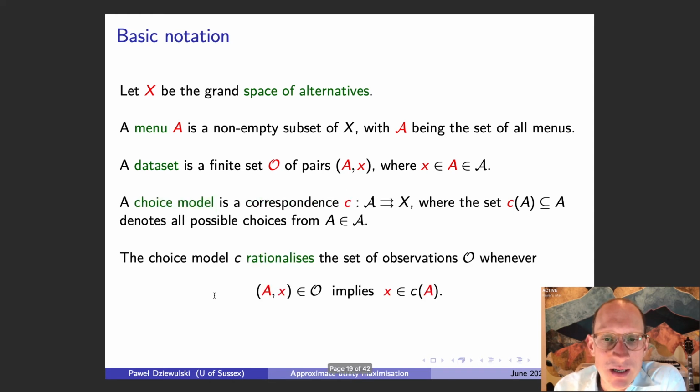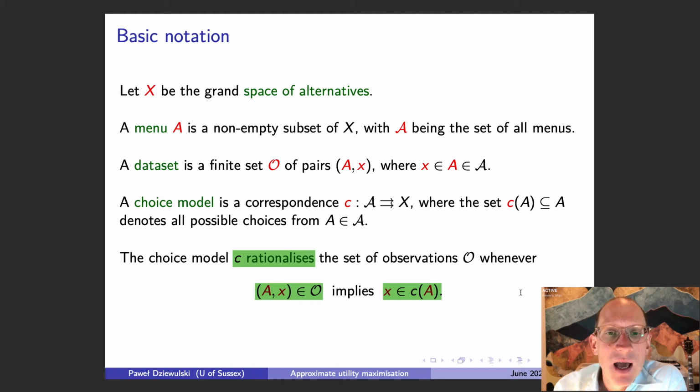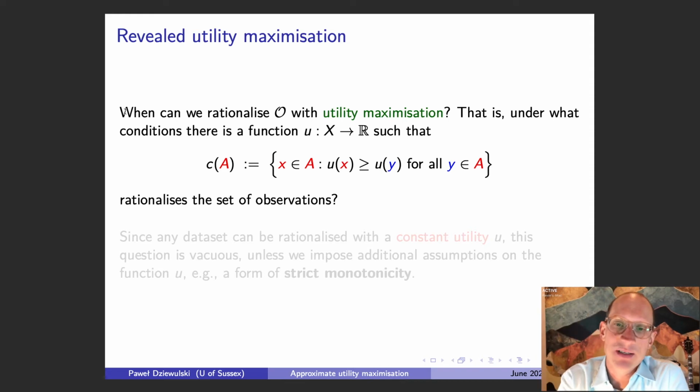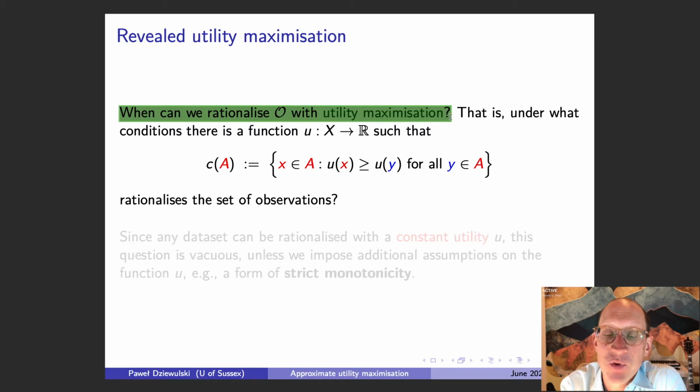Also, when it comes to rationalization, this is the notion of rationalization that I have in mind. A choice model rationalizes the set of observations O whenever it's consistent with it. What I mean by this is that whenever you observe x being chosen from A, it better be that x actually belongs to C of A. So it's as standard a definition as possible. So let's now focus on this most fundamental question in revealed preference theory, which is when can we rationalize a set of observations with utility maximization?